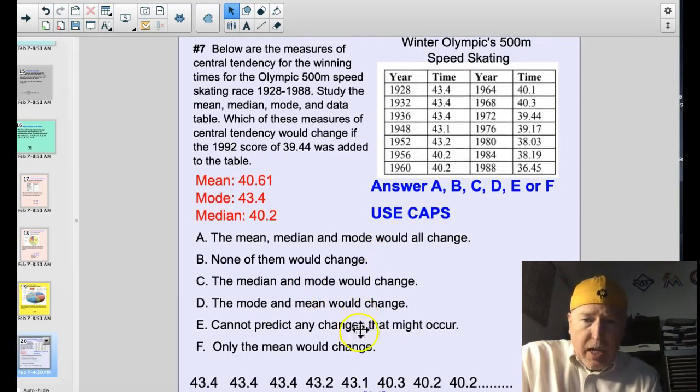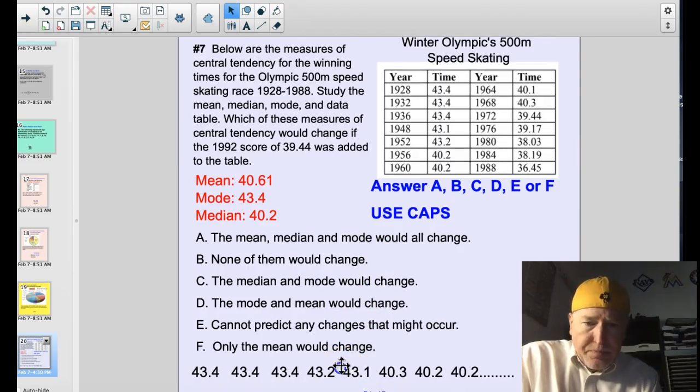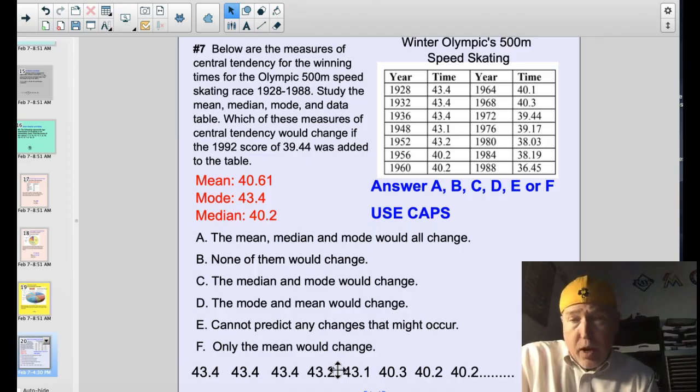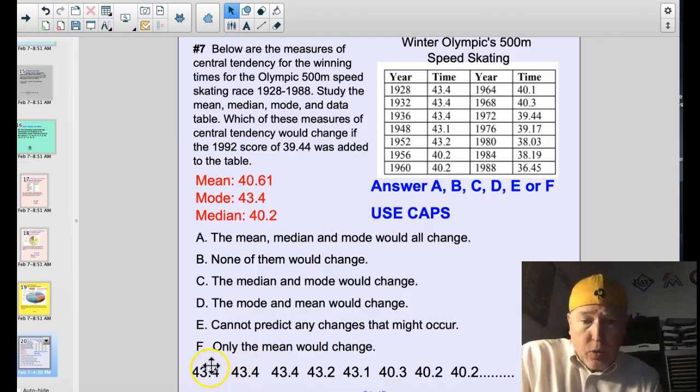So what I did was I laid out all the median scores here. I know there's going to be 15, so the 8th one will be the median for the new set of data, and it'll be between the 7th and 8th one for the old set of data. So I put the first 8 members of the data set in numerically from the slowest time down to the fastest time. So here's 43.4, 43.4. I listed them out: the first, the second, the third, the fourth, the fifth, the sixth, the seventh.